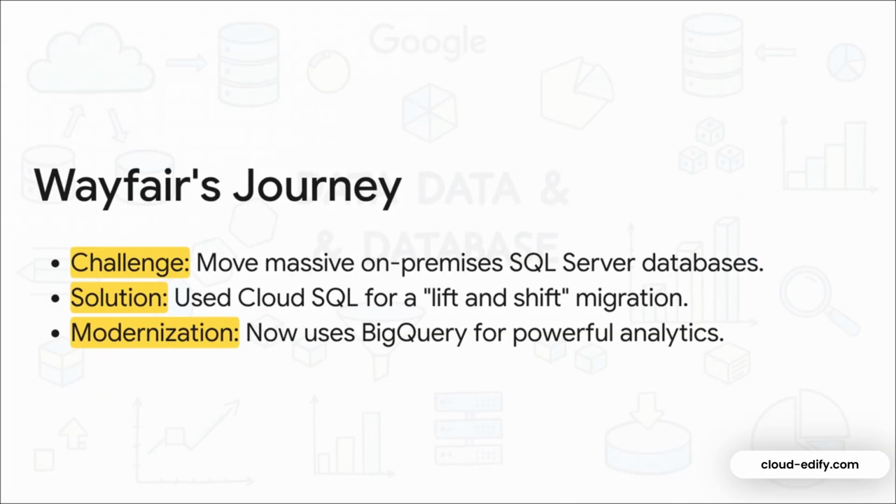So what did they do? They started with a lift and shift using Cloud SQL. It's like they literally just picked up their existing filing cabinets and moved them into a brand new, more secure office in the cloud with minimal changes. But they didn't stop there. Once they were in the cloud, they started to modernize, taking advantage of powerful tools like BigQuery to get incredible insights from their data. They didn't just move their house, they organized it and then built a state-of-the-art lab inside.